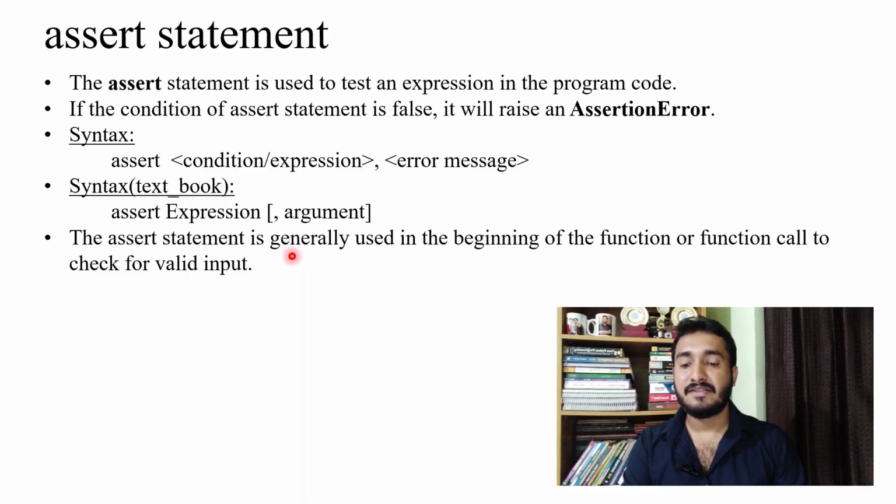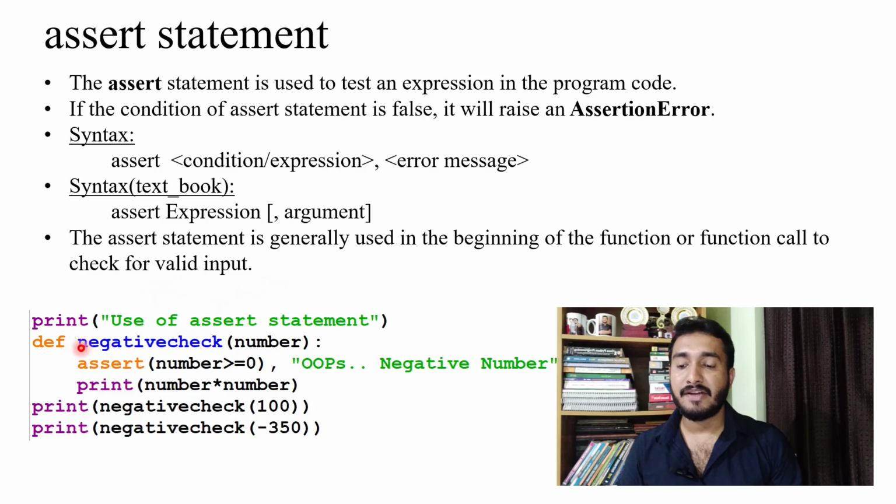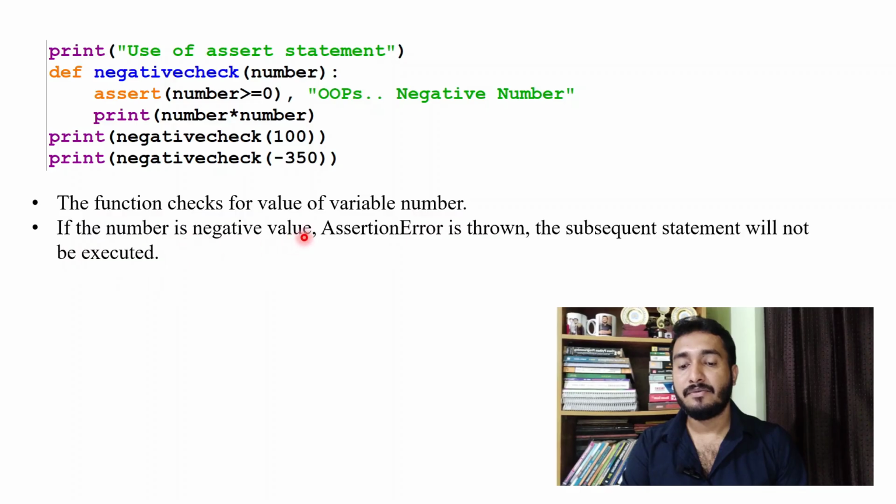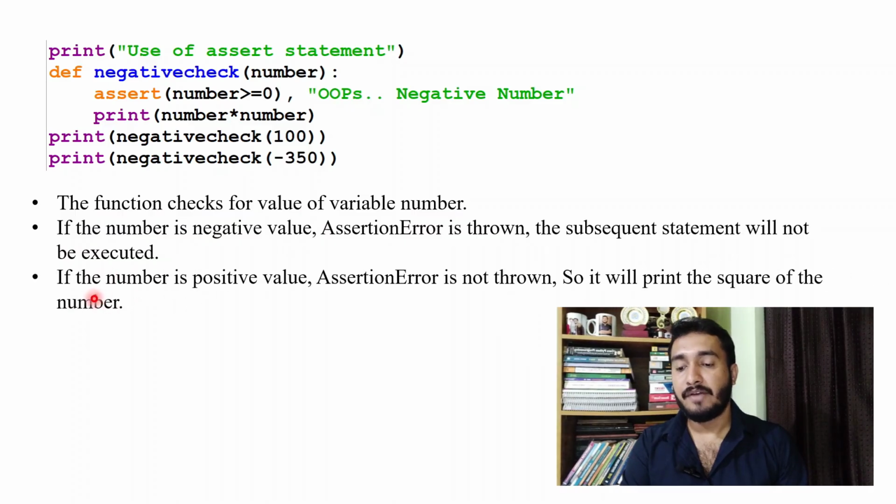The assert statement is generally used at the beginning of a function or function call to check for valid input. Here you can see that we have a negative check function. The assert statement is the first line in the function. If the condition is false, none of the remaining statements in the function will be executed. The function checks the value of the variable number. If the number is a negative value, an assertion error is thrown and the subsequent statement will not be executed. If the number is a positive value, the assertion error is not thrown, so it will print the square of the number.